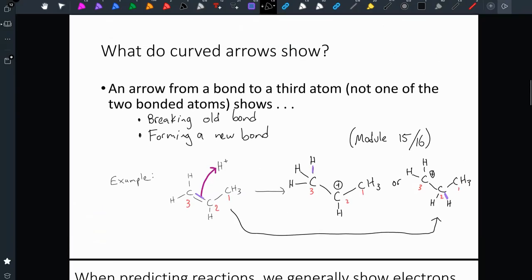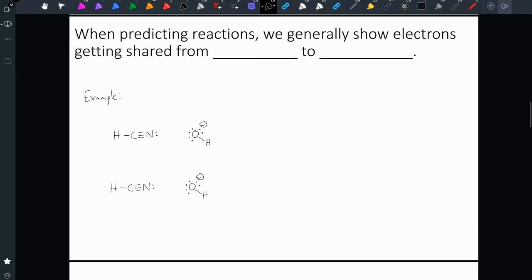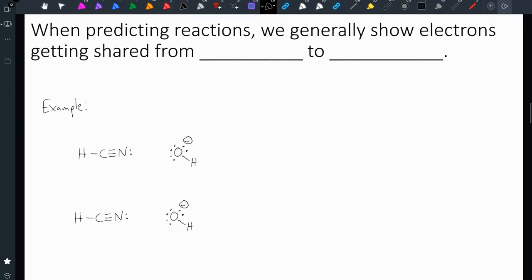I know I keep harping on this, but I think it's important that you don't try and use arrows to do something that they're not allowed to do. We talked last time about making predictions, and when we make predictions, it's very important that you remember we're always going from partial negative to partial positive.